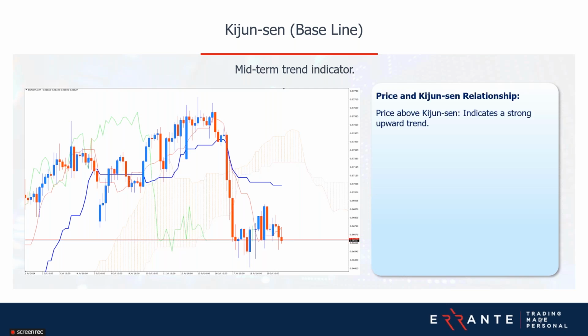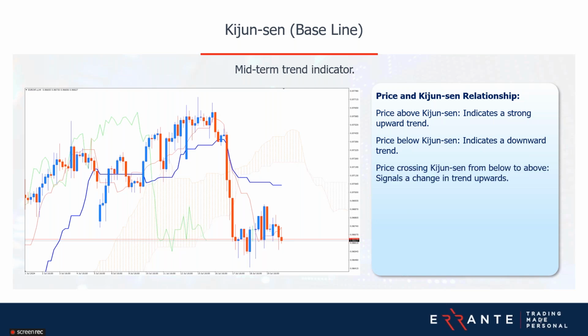Let's get through the advantages. It indicates a strong upward trend when the price is above Kijun-sen, the strength of buyers, and this is usually considered a strong buy signal. And when the price is below Kijun-sen, it indicates a downward trend and the strength of sellers. This is usually considered a strong sell signal.